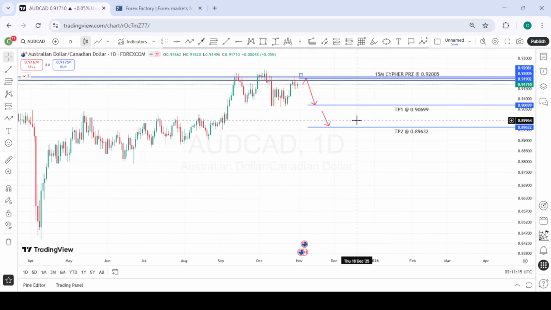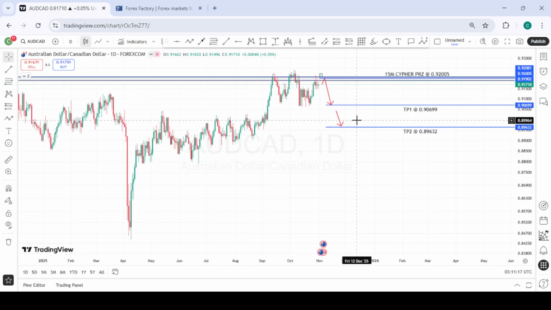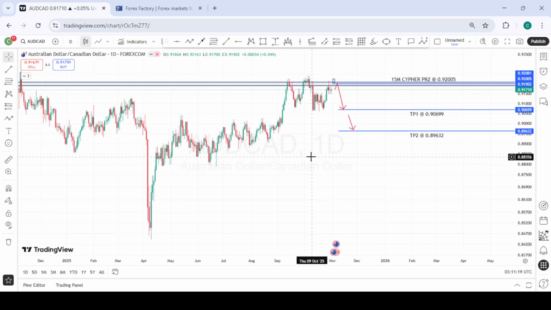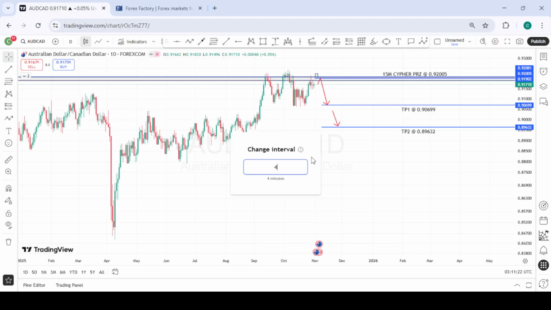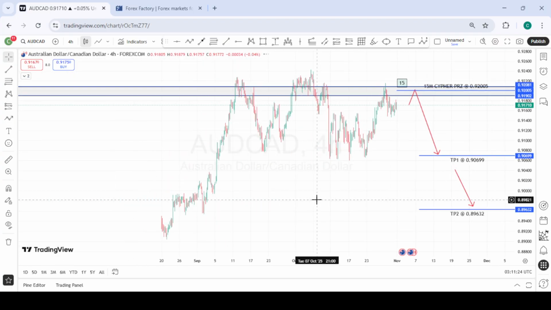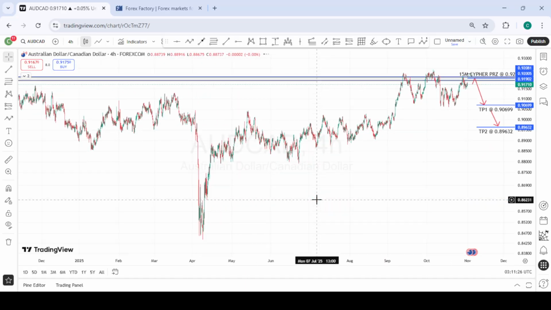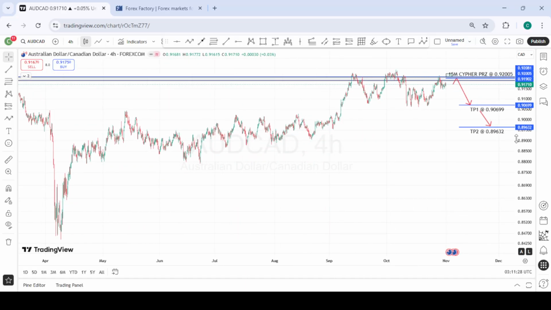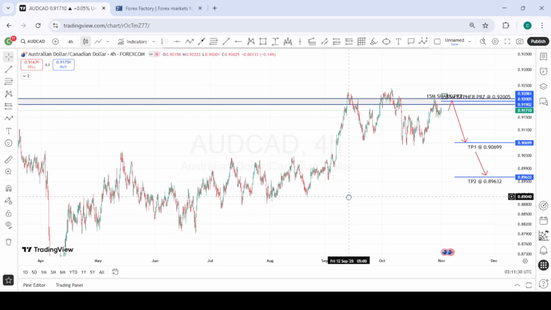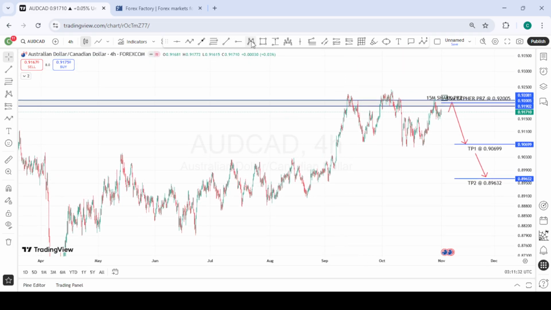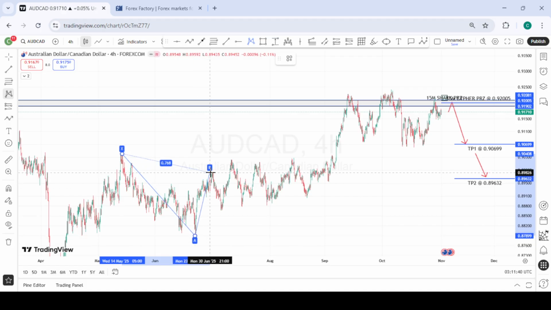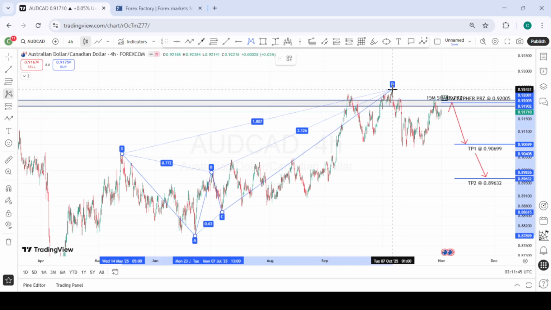We have here AUDCAD. AUDCAD is also giving us a very nice and unique formation. Price actually played out as, I think, a crab pattern. This is the pattern that it played out and it's now completing the pattern. So this was the harmonic pattern that's played out on AUDCAD. This is the X, this is the B, C, and this is D.